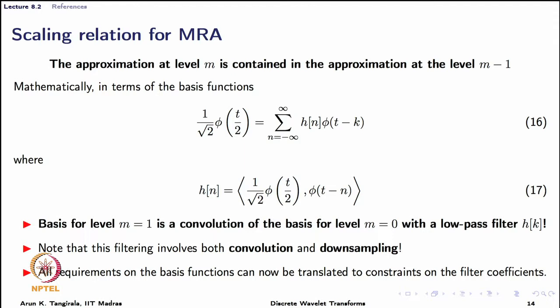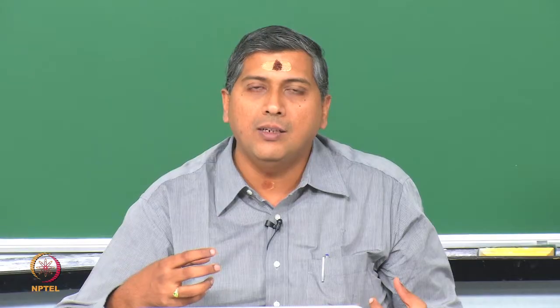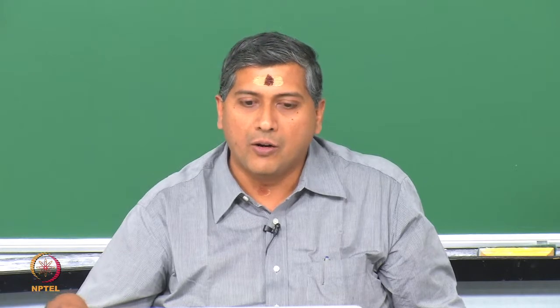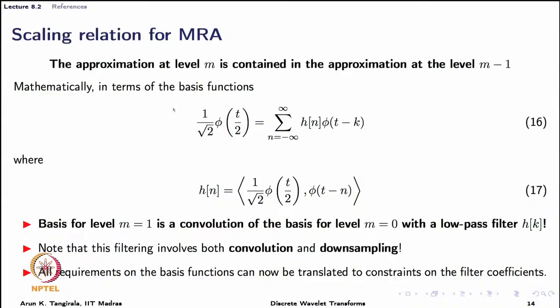Phi of t by 2, because V1 is a subspace that is essentially a dilated version of the functions in V0. So, if I am looking at m equals 1, then I have phi of t by 2 at V1, the basis functions, and phi of t for the basis functions for V0. This statement essentially means I can take any function in V1, including the basis function, and express it as a linear combination of the basis functions at a finer resolution.